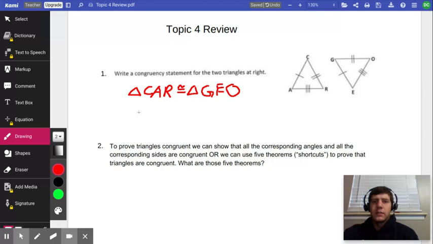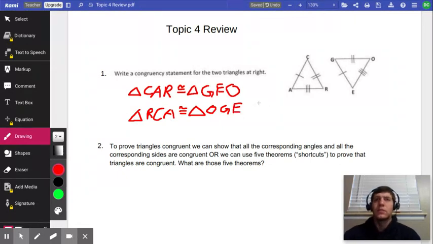Okay, if you picked a different triangle, that would be fine. So if we called it triangle RCA, for example, we would just have to match up those pieces, those corresponding vertices. So R would match up with O, C would match up with G, and then A would match up with E. So pretty simple there. And again, on the test, it'll be multiple choice, so you're really just picking the one that works.